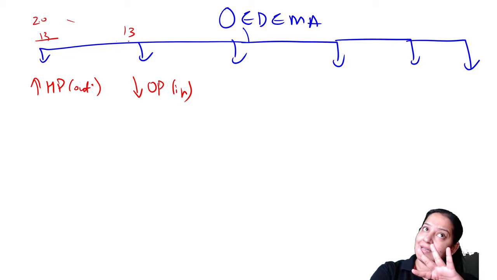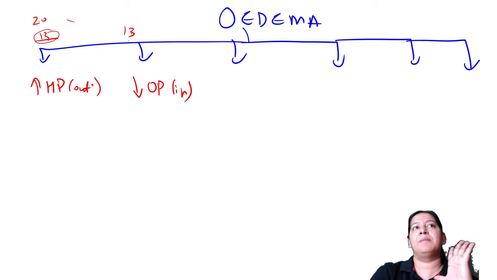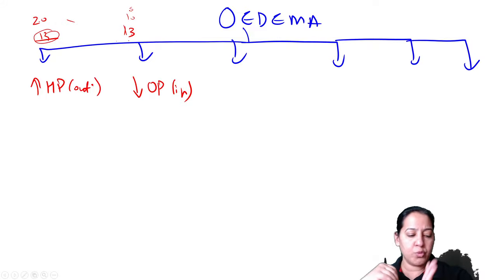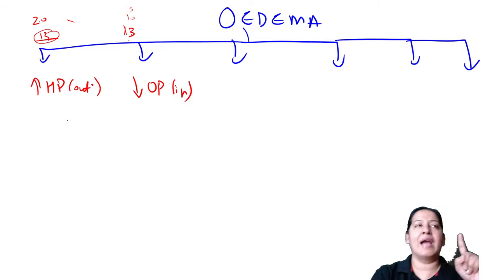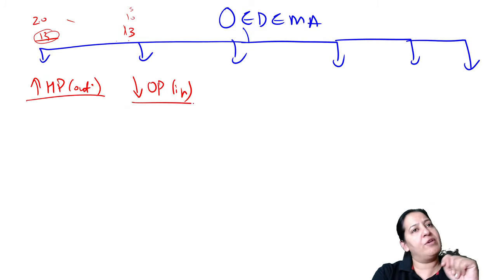Or inward is decreasing. Outward is the same, it is 13, but inward instead of 13, it is 10, it is 5. So the difference will increase. So outward and inward may imbalance. So either increased hydrostatic pressure or decreased osmotic pressure.